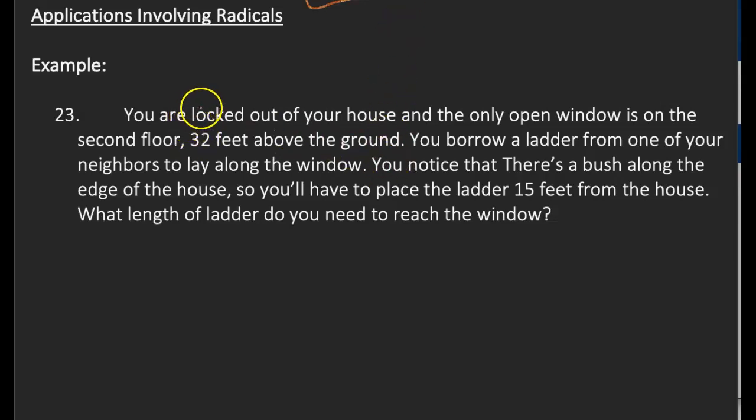Now, one application when it comes to radicals that we can use is using the Pythagorean theorem to solve scenarios like the one we have here. Now, the Pythagorean theorem is a squared plus b squared equals c squared. All right. Let's read a different scenario. Take a moment to read it.